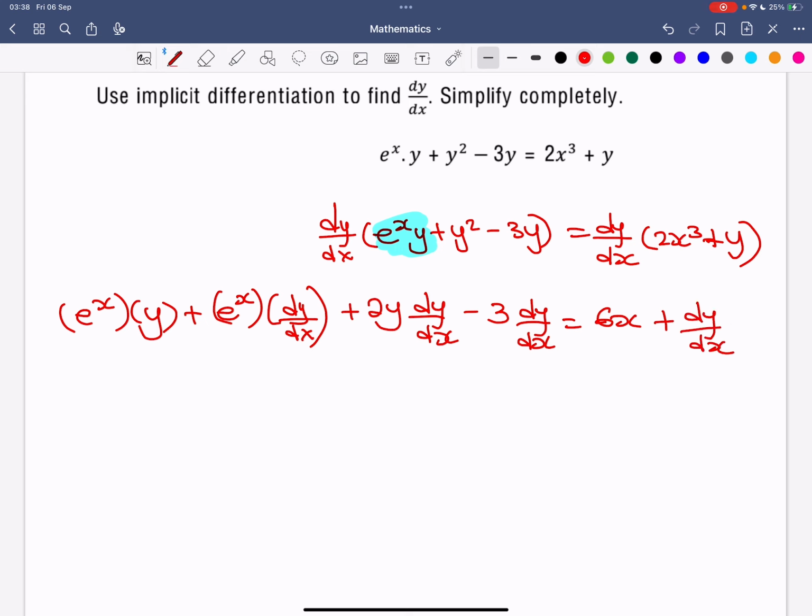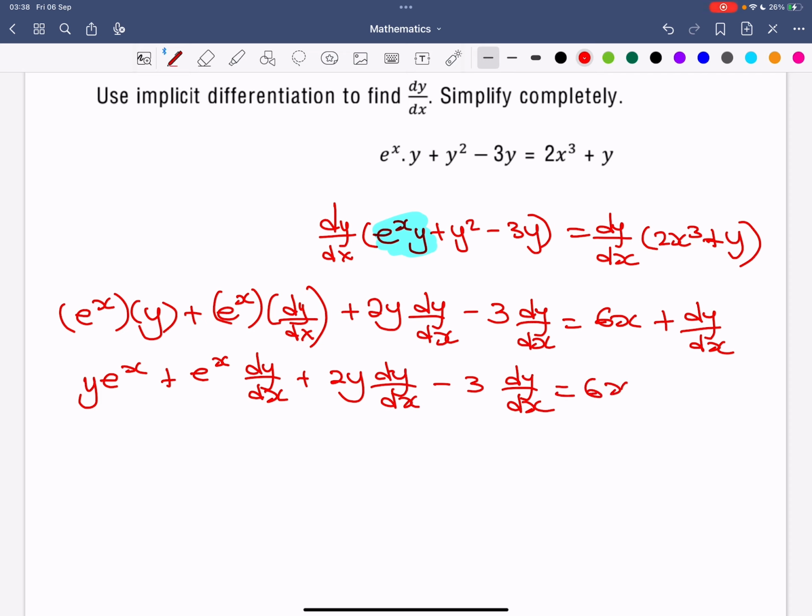So we have completed the first task, which was to differentiate, and then let's simplify everything. In this case, let's remove the brackets and write y e to the x plus e to the x dy over dx plus 2y dy over dx minus 3 dy over dx equals 6x plus dy over dx. As I do this step, it helps me to verify whether what I was doing was correct or not.